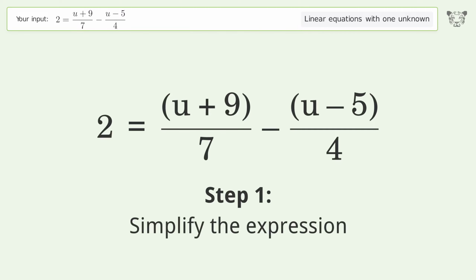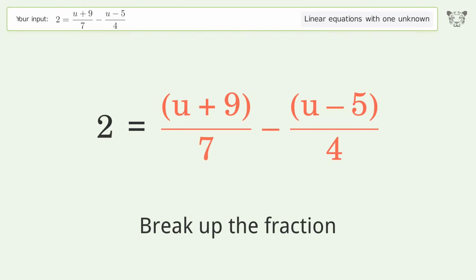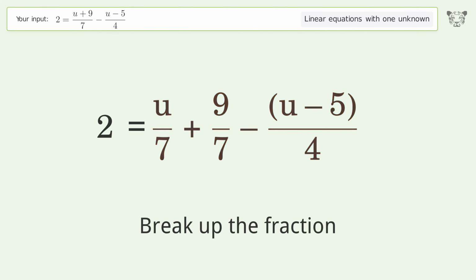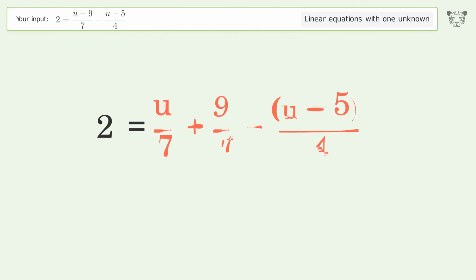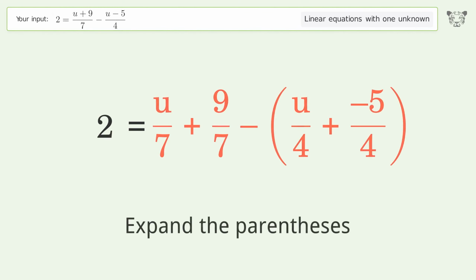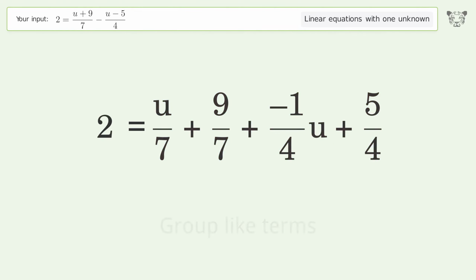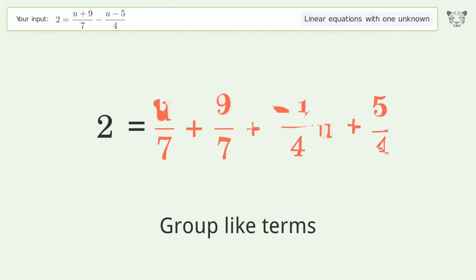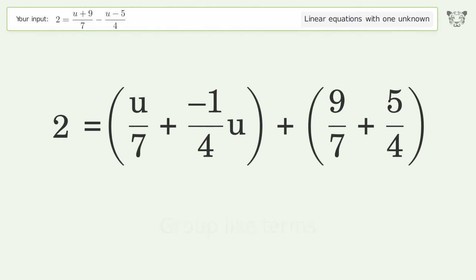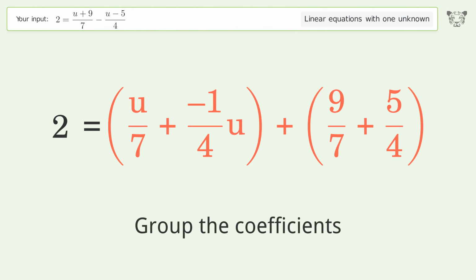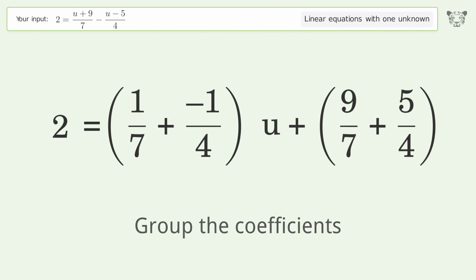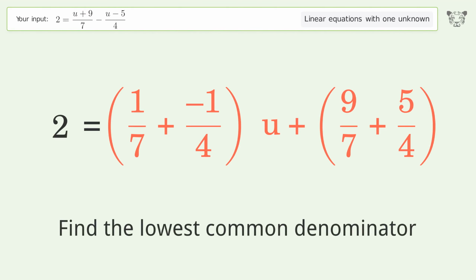Simplify the expression. Break up the fraction. Expand the parentheses. Group like terms. Group the coefficients. Find the lowest common denominator.